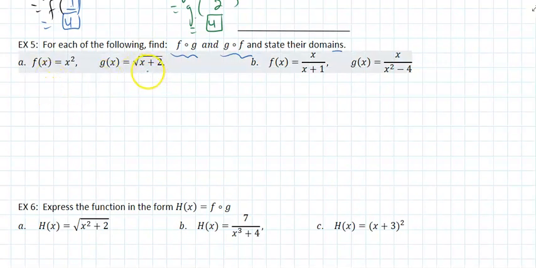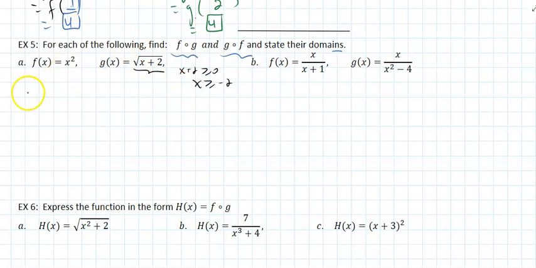Keep in mind, anytime I see the square root of x plus 2 being used, I know that x plus 2 must be bigger than or equal to 0, or x must be bigger than or equal to negative 2. So that's something I should keep in mind whenever I use this.